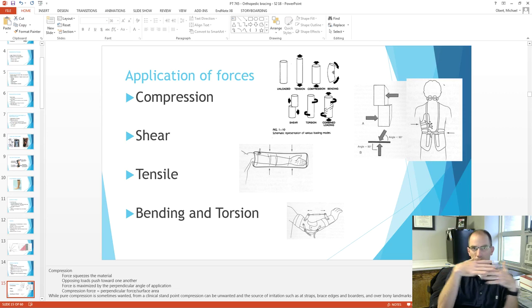I guess it would be parallel, but crossing each other this way. So if I have one going this way and I have one going this way, I'm going to create some different forces. I'm going to create some bending forces as opposed to a straight shear, which is what my goal would be for that particular patient.